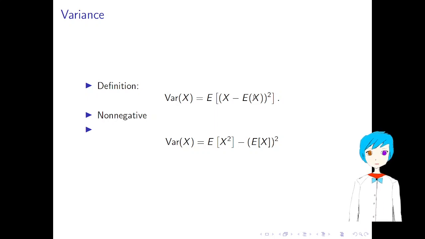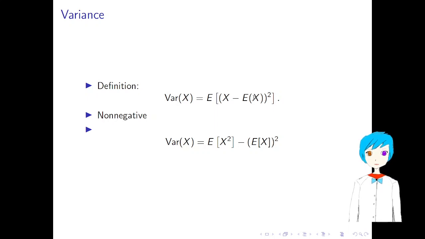Finally, we define the variance of a random variable. The definition of the variance is the expectation of (X minus the expectation of X) squared. So from its definition, we can see that the variance is always non-negative. By simplification and the linearity of expectations, we can also write the variance of X to be the expectation of X squared minus (the expectation of X) squared. So this quantity is also non-negative.